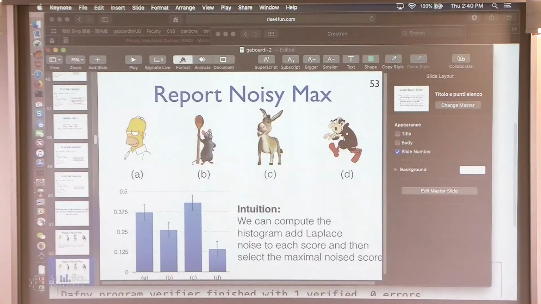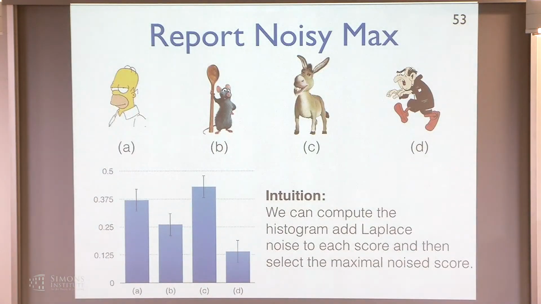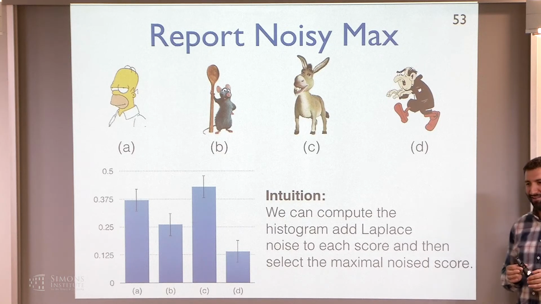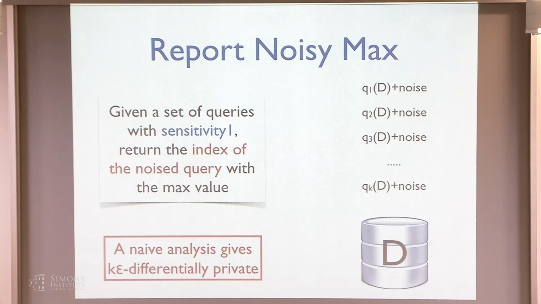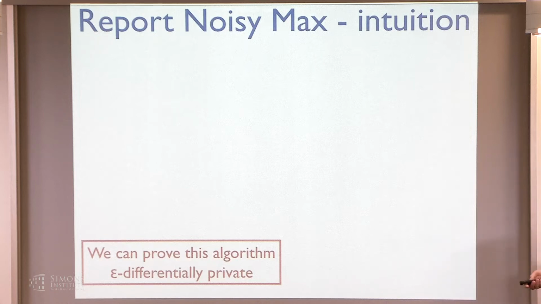Now, if I learn not to click, okay, at least one for each presentation, I'm allowed to do that. So now, if we just do a naive analysis of this algorithm, with composition, we can show that this is k epsilon differentially private, but this is not the interest of this algorithm. What we want to do is instead prove this algorithm epsilon differentially private.